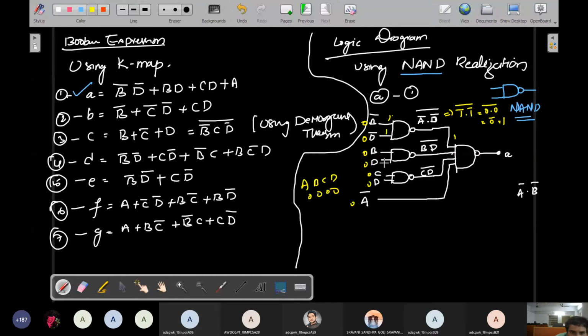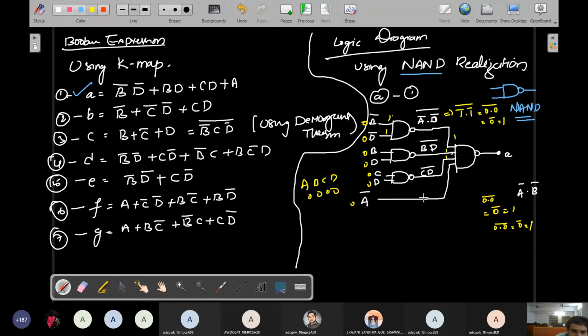Okay, right now say take 0 0. So here take 0 0. So 0 dot 0 whole bar, so that is called 0 bar, this is called 1. Okay, right now this is also 1. And see, C bar D bar, so this is 0 dot 0 whole bar, so this is called 0 bar, it's called 1. So this is also 1.